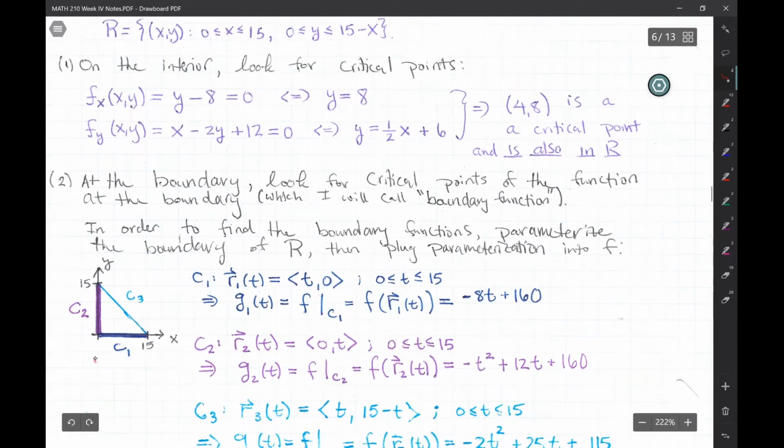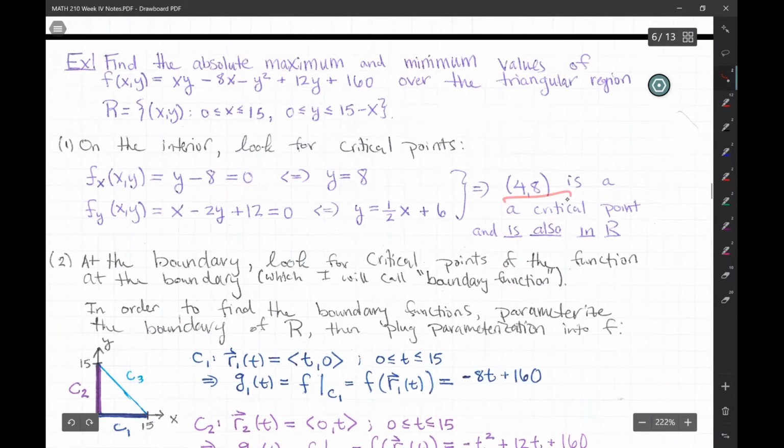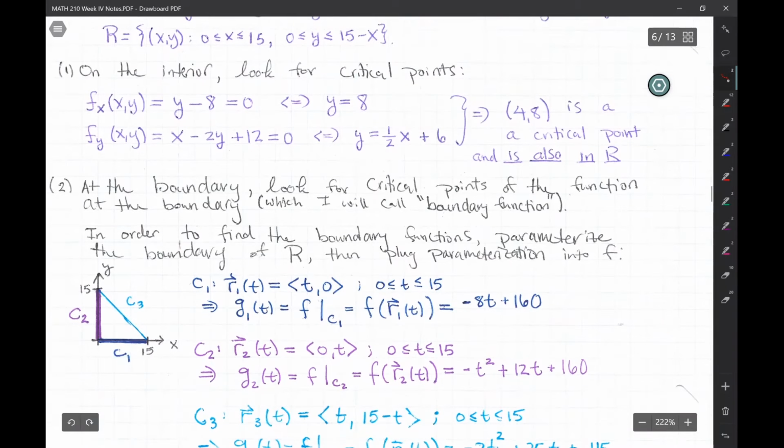X is between 0 and 15, and y is between 0 and the line 15 minus x. So here's the line 15 minus x, and y needs to be below that, but greater than 0. So indeed there is our region. Okay, and (4, 8) is in this region.